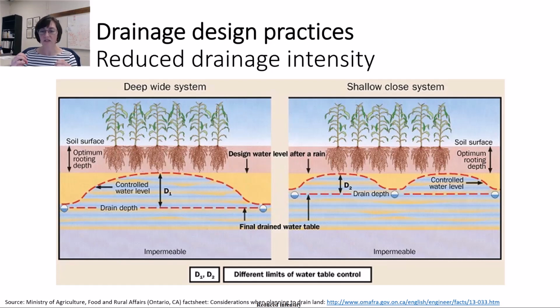So with shallow drainage, if you're placing those pipes closer to the soil surface, you have to place them closer together. This illustration does a good job of showing a deep placement and widely spaced tile drains versus a shallow drainage system where those pipes need to be spaced a little closer together.